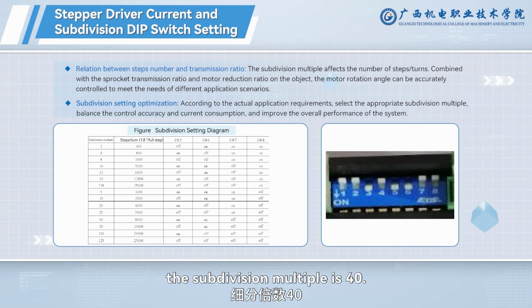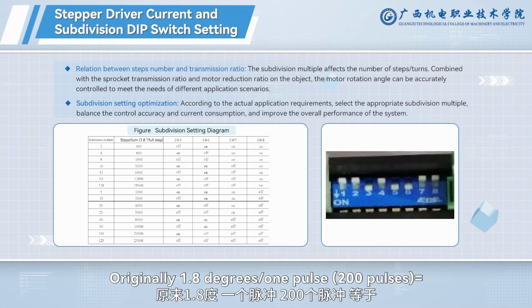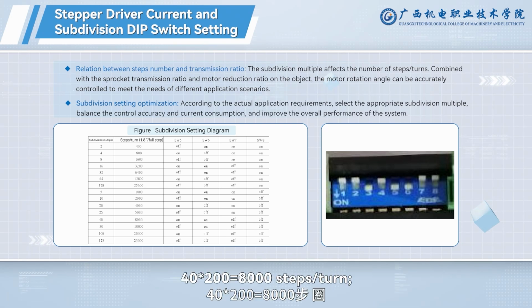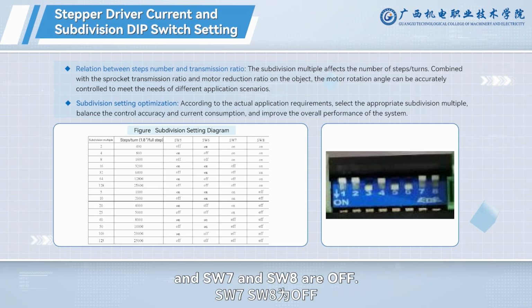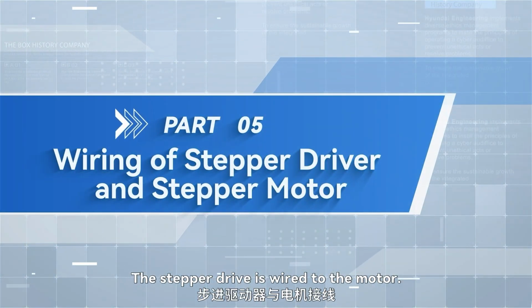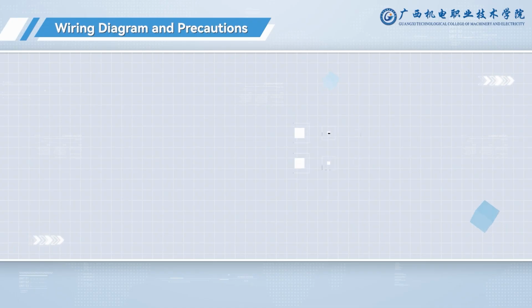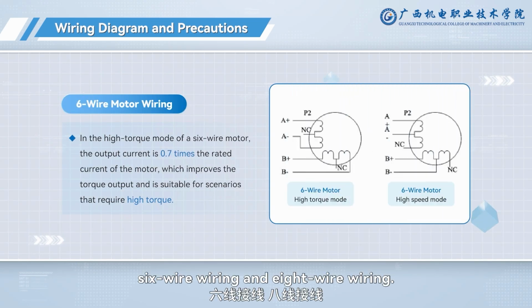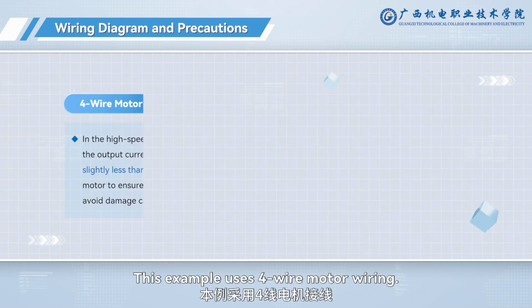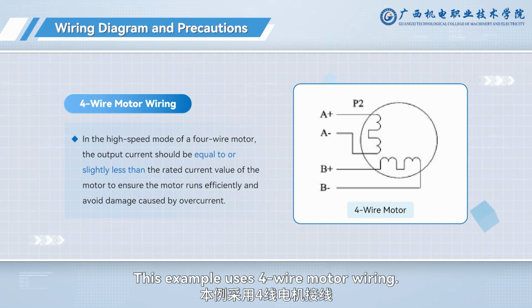For example, the subdivision multiple is 40. Originally 1.8 degrees per 1 pulse, 200 pulses, equals 40 * 200 equals 8,000 steps a turn. SW5 and SW6 are on, and SW7 and SW8 are off. The stepper drive is wired to the motor. Different motor wiring methods include 4-wire wiring, 6-wire wiring, and 8-wire wiring. This example uses 4-wire motor wiring.